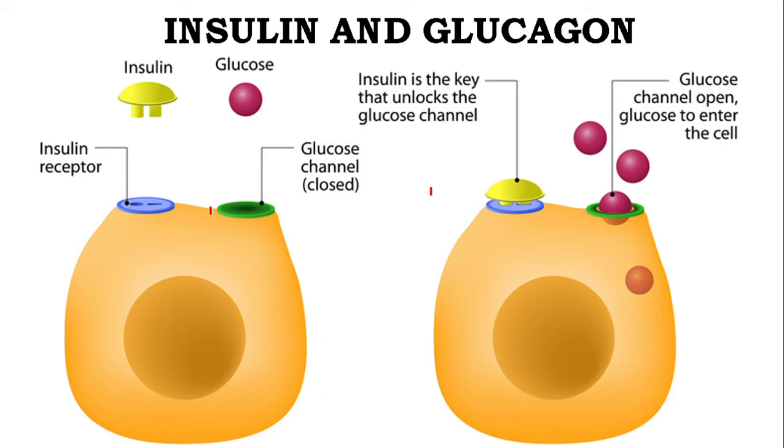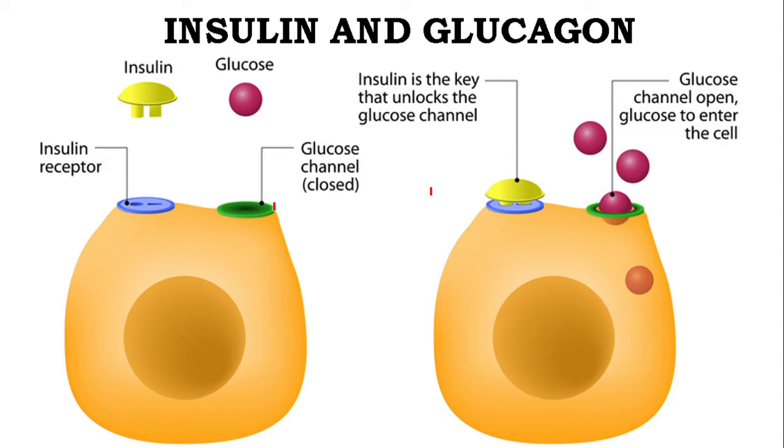This is a cell. So this is your cell. This is a receptor for insulin. Since you know insulin is made up of amino acids, that means it's a protein. Its receptor is present outside the plasma membrane. So this is the insulin receptor. Insulin is binding with the receptor.